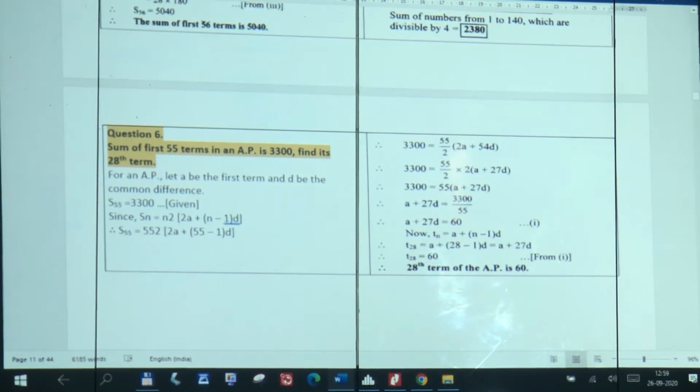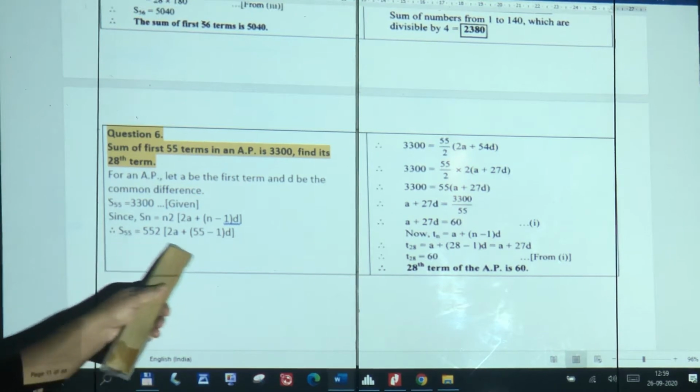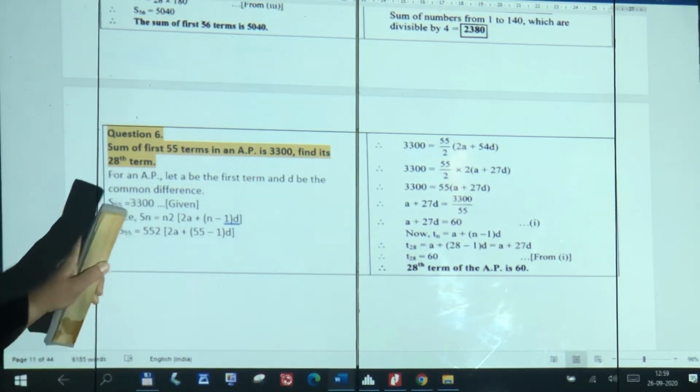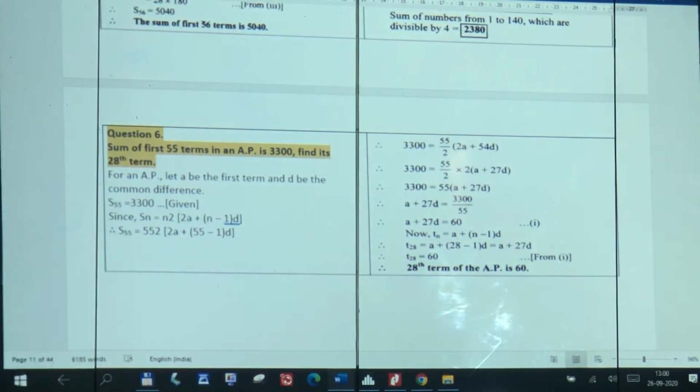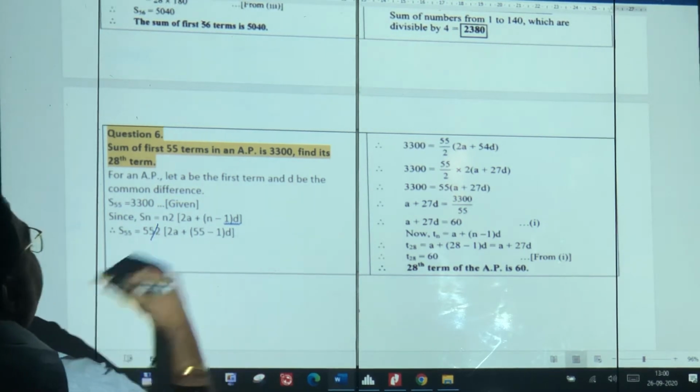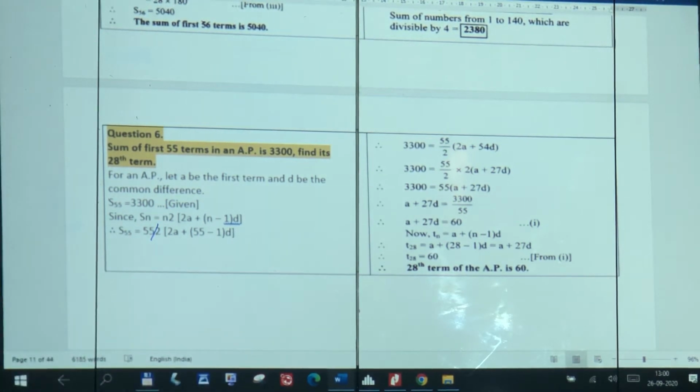Sum of the first 55 terms, S55, is given. Find the 28th term. First substitute in S55, don't do anything else. It is 55 by 2, that is n by 2 into [2a plus (n minus 1)d]. Okay, I will get it like this, and this is how I find the sum of the first 55 terms.